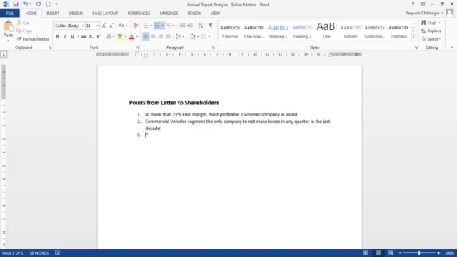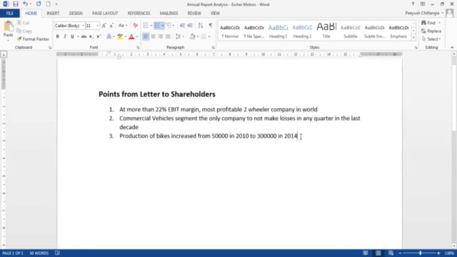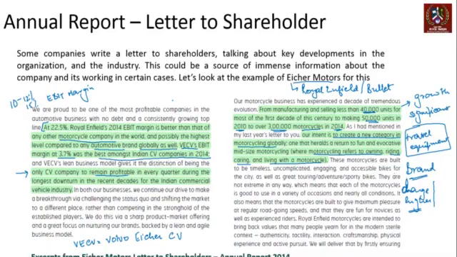That's what they say. Production of bikes or two-wheelers increased from 50,000 in 2010 to 300,000 in 2014, right? Then, trying to create a brand in the motorcycle segment, right? So there is a lot of investment that's happening there. That's the first part that we get from these two data points.